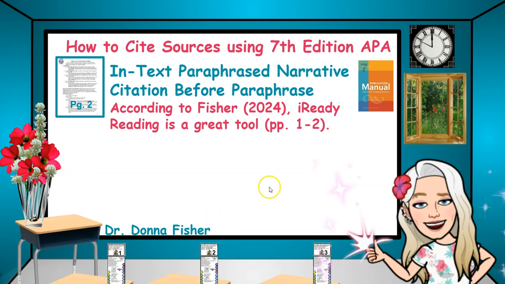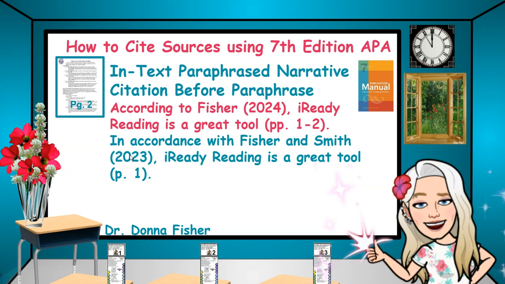Page numbers. So in this example, because this is paraphrased and it's in the narrative, you have your lead-in, you have the publication year in parentheses, a comma, and then you have the information that you paraphrased, followed by, in parentheses, the page number. Because it's on multiple pages, it's pp., space, and it's pages 1 through 2, because it's continuous pages, end parentheses, and then that period for the end of that sentence.